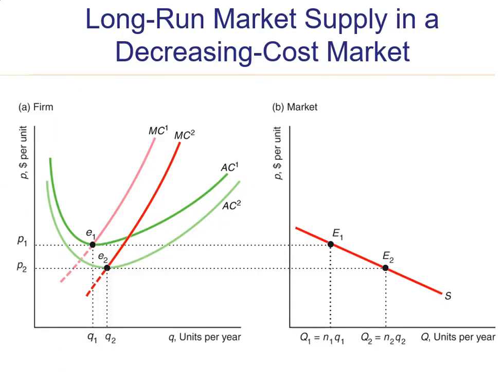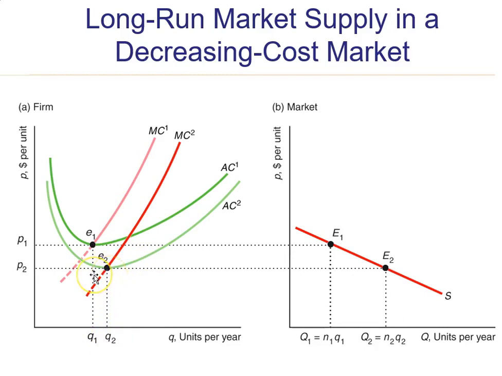And so in this case, a long-run market supply curve may have this downward slope where, as you expand your output from Q1 to Q2, your marginal costs drop, your average costs drop, and so now you're having larger output but at a lower price.